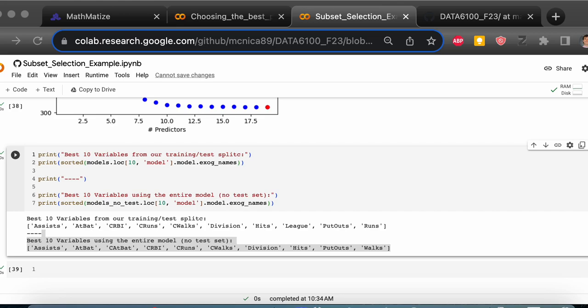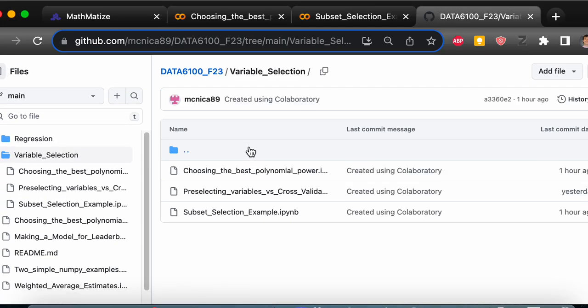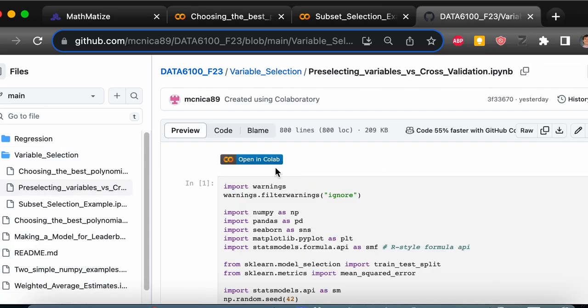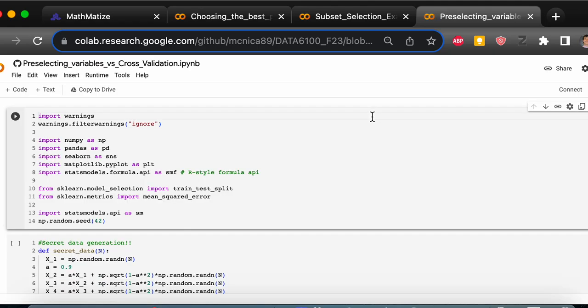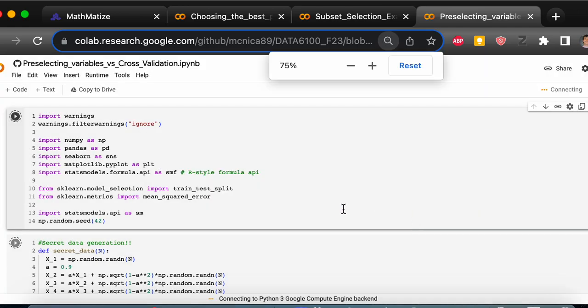Okay. I have one more thing here. And this is a really common thing that I've seen people do. For variable selection, they pre-select using correlations. So let me show you this little notebook that we did where we're pre-selecting using correlations.